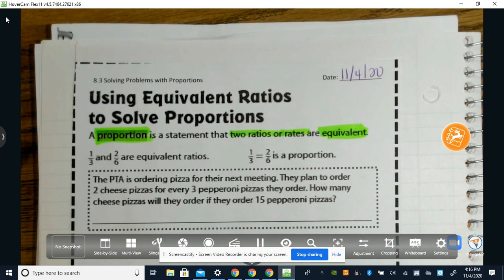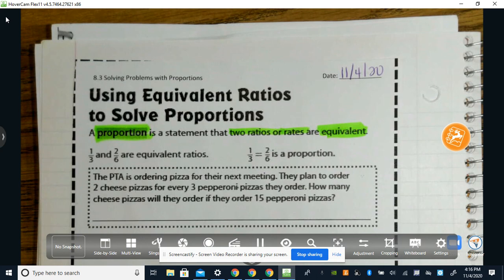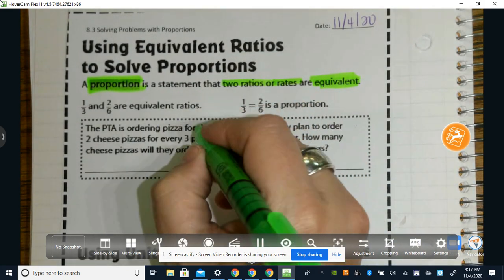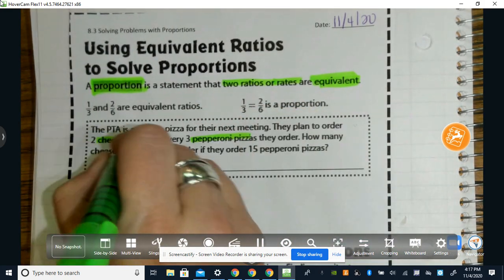All right? Now, here's our question. The PTA is ordering pizza for their next meeting. They plan to order 2 cheese pizzas for every 3 pepperoni pizzas they order. How many cheese pizzas will they order if they have 15 pepperoni? Okay? Now, what 2 things am I looking at? What am I comparing? Okay, I'm looking at pizzas. I'm looking at pepperoni pizzas, and I'm looking at cheese pizzas.